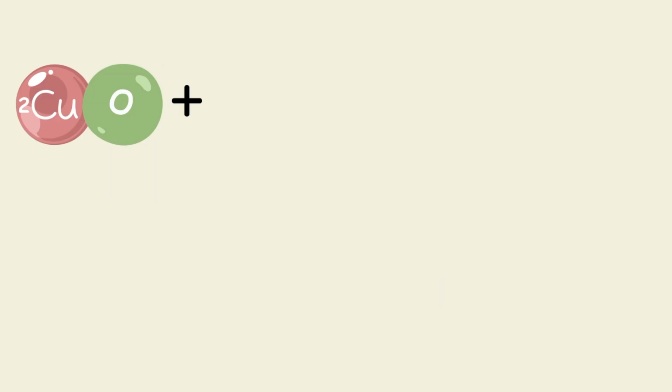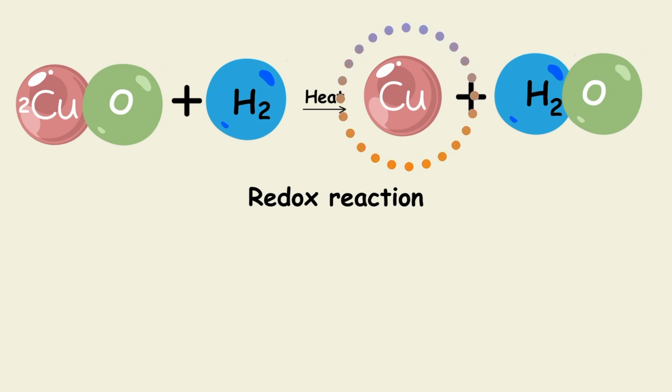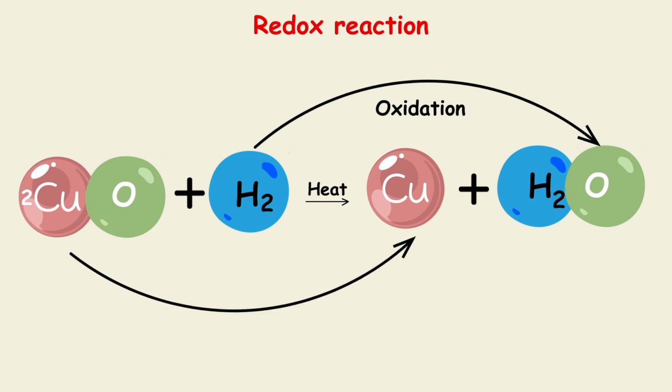Again, if hydrogen gas is passed over this heated copper oxide, the black coating on the surface turns brown as the reverse reaction takes place and the copper is obtained. If a substance gains oxygen during a reaction, it is said to be oxidized, and if a substance loses oxygen during the reaction, it is said to be reduced.